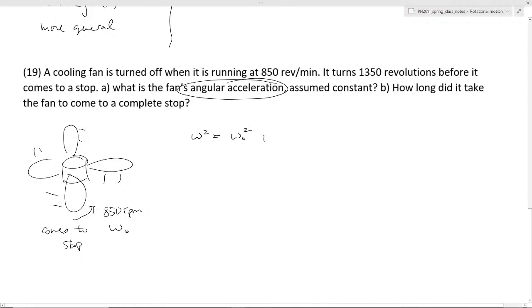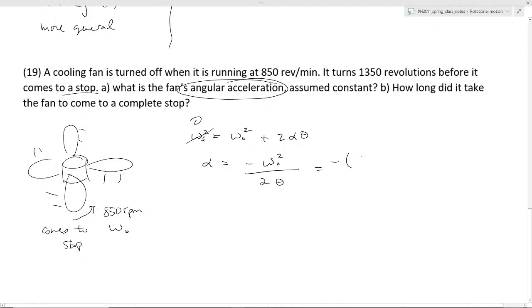So recall the final angular speed is going to equal the initial squared plus 2 alpha theta. So the final is going to be 0 because it's coming to a stop. So then we can solve this for alpha. We know theta because we know how many revolutions it makes. We know the initial speed. We're going to have to convert some units again, but that's not a big deal. So if we solve this for alpha, it's going to be negative omega naught squared over 2 theta.